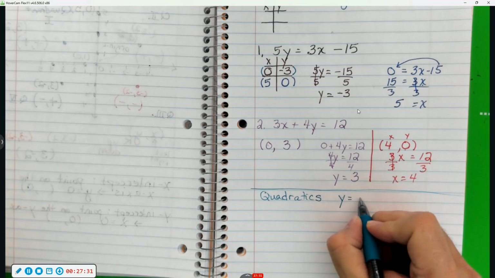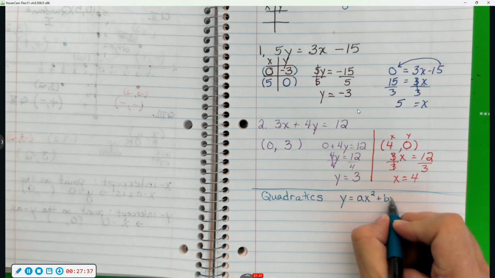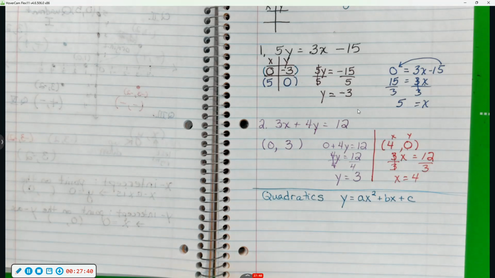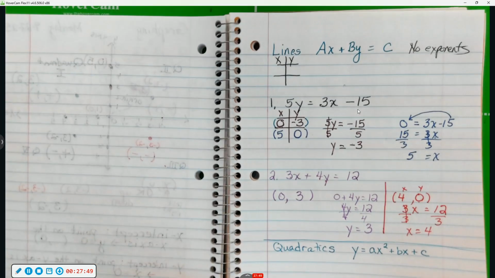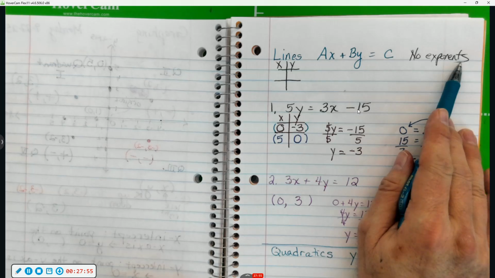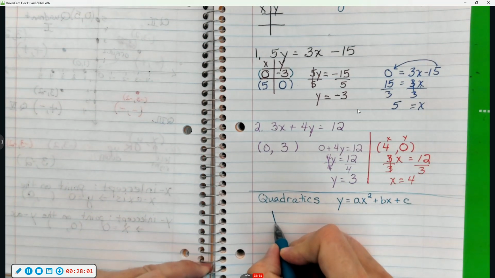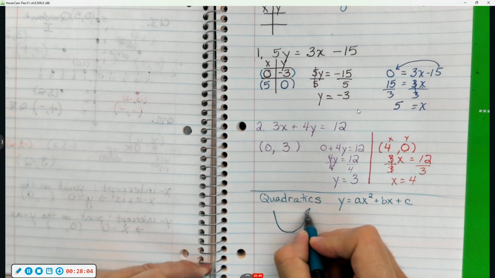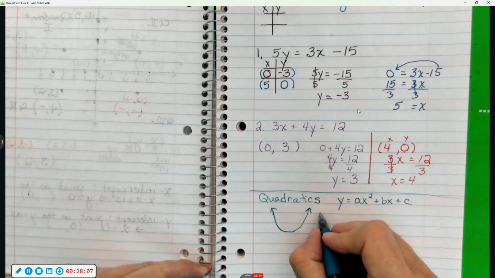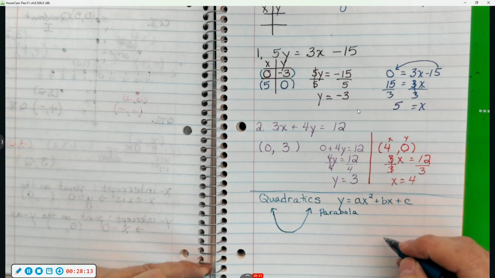Y equals, do you remember the standard form for a quadratic equation? Ax squared plus bx plus c. The important thing is if there's an x squared in the equation, and if there's no exponent, then it's a line. If there's an x squared, your graph is going to look like a U-shaped figure. It's something called a parabola. That U-shaped figure can open up or down.